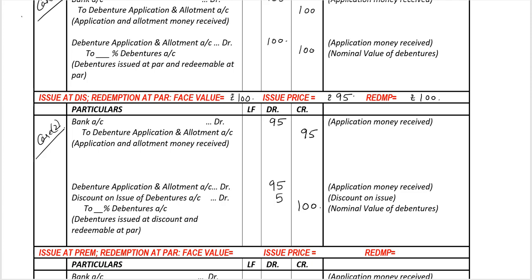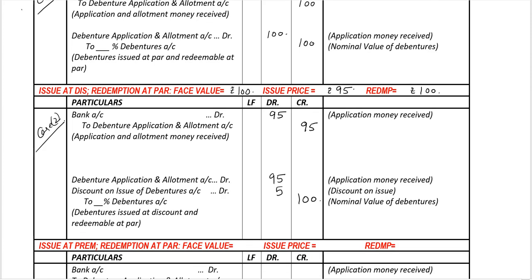Narration, debenture issued at discount and redeemable at par. Please check every time that the total of the debit is equal to the total of the credit. The second journal entry over here, the total of the debit is 95 rupees plus another 5 rupees, 100 rupees, and it matches with the credit total of 100 rupees. So we've completed the second case also. Let's move on to the third case.